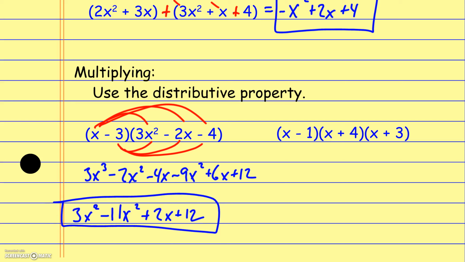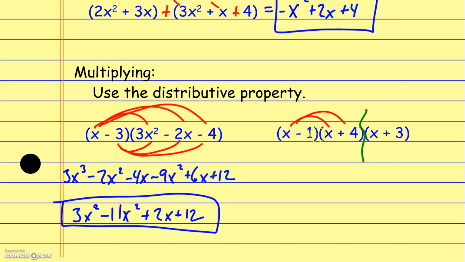If I look at the next one, I kind of have to just work left to right on this one. And when I do that, I'm essentially going to ignore this third polynomial for a second. I'm just going to multiply the first two. So here I'm going to distribute the x, distribute the negative 1. And when I do that, I end up with an x squared plus 4x minus x minus 4. This other polynomial is just going to kind of tag along for the ride for now.